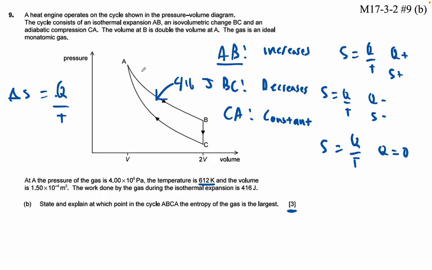Remember that CA is adiabatic, right? Okay, so adiabatic processes don't change the entropy. Okay? So therefore, if it increases from A to B, decreases from B to C, and C and A are at the same entropy, B must therefore, I believe, be the highest entropy.